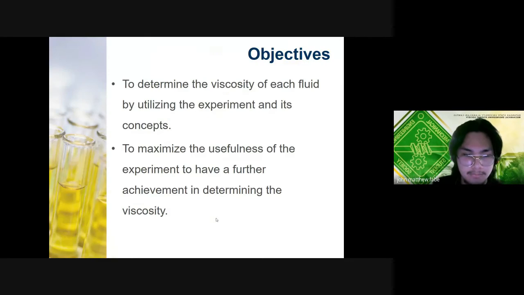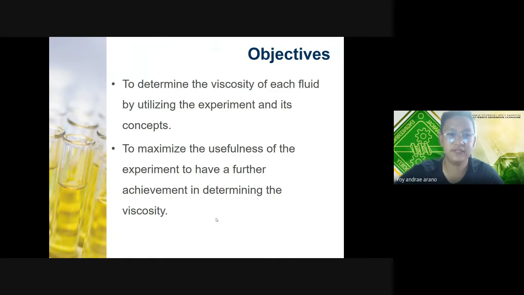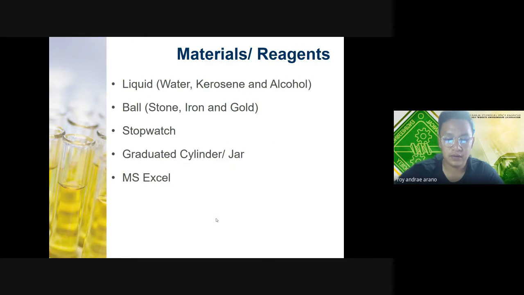For our objectives, first is to determine the viscosity of each fluid by utilizing the experiment and its concepts. Next is to maximize the usefulness of the experiment to have a further achievement in determining the viscosity. Our materials to be used are liquid, ball, stopwatch, graduated cylinder or jar, and also Microsoft Excel.